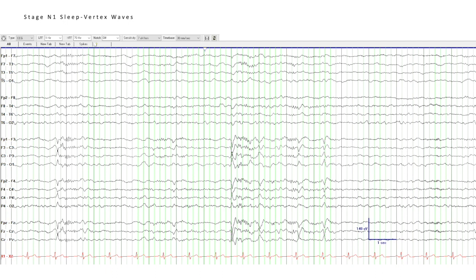Here's an example of a vertex wave. Note this negative polarity waveform that is maximal at Cz. This looks quite sharp and scary, but this is very normal. And the younger the patient is, the more you'll see a sharply contoured waveform.